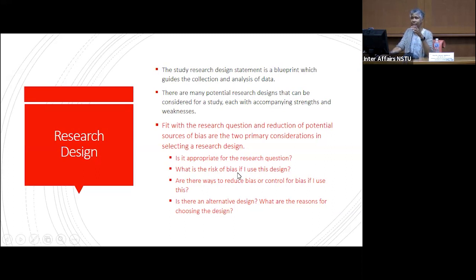What is the risk of bias if I use this type of design? What's the risk of bias if I use pre-post test, single arm versus a randomized trial with intervention and control group? Are there ways to reduce the bias or control it, or are there alternative designs that you could consider? When you're thinking about your research design, it is appropriate to think about each of these questions. Is it appropriate for my research question? What is the risk for bias? And are there other approaches that might be better?